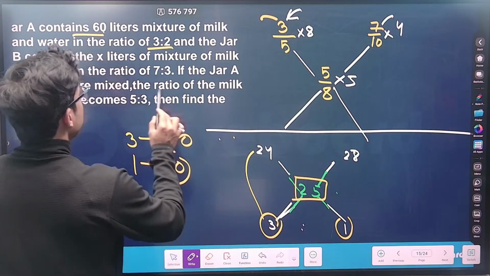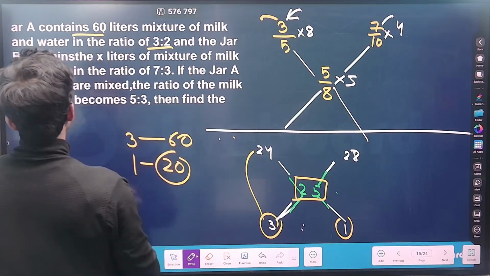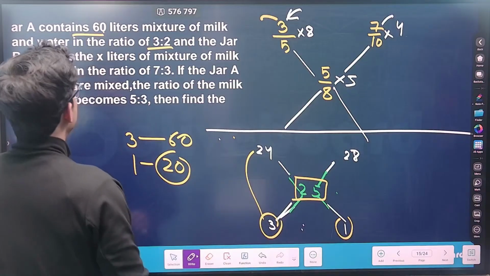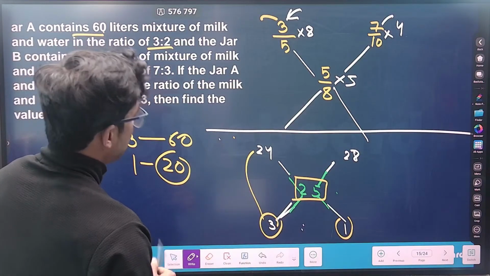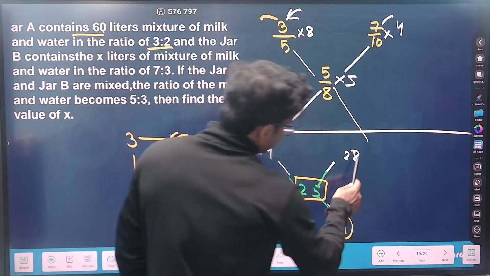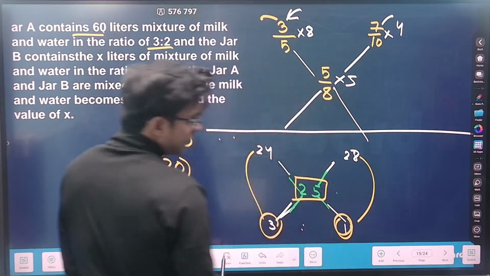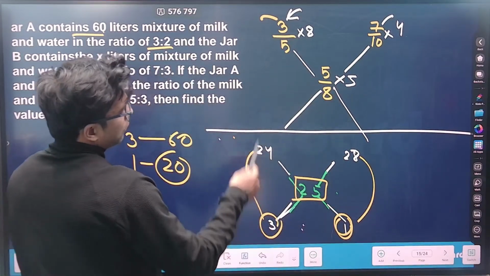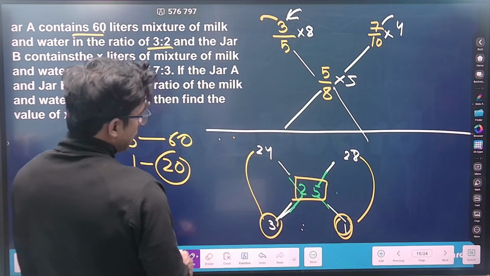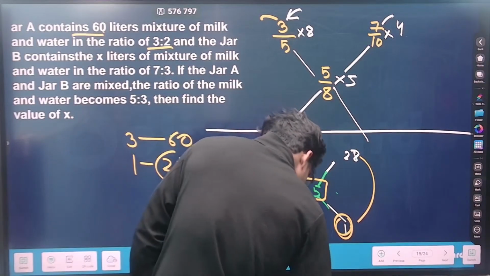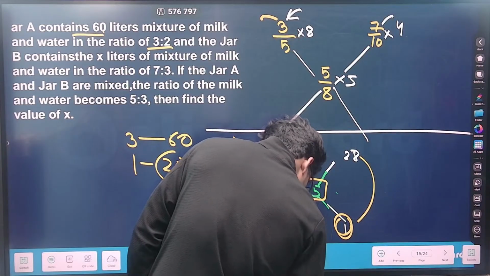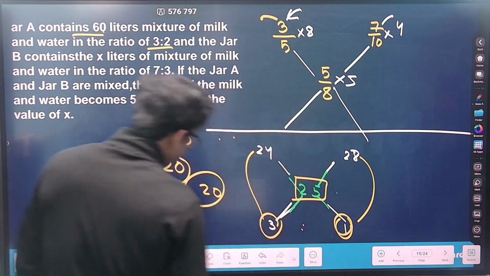They're asking to find the value of X. Jar B contains X liters of mixture of milk. So they are asking for the value of 1. This is also the mixture of B, which contains milk, right? So 1 would be equal to 20. So my answer would be 20.